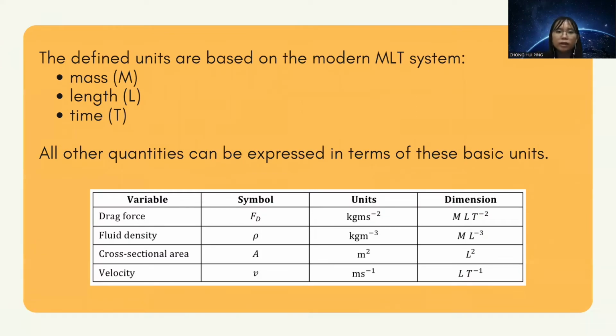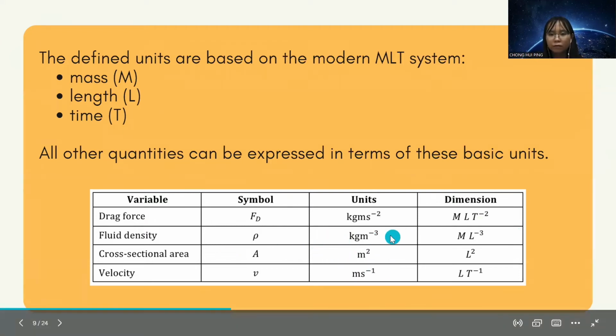So the defined units are based on the modern MLT system. M stands for mass, L stands for length, T stands for time. So all other quantities can be expressed in terms of these 3 basic units. For example, cross-section area. So it's m to the power of 2. m stands for meter, which is length. So the dimension will be L to the power of 2.